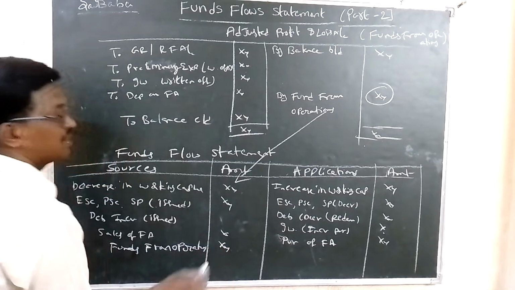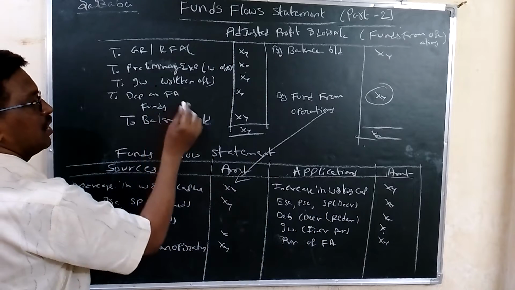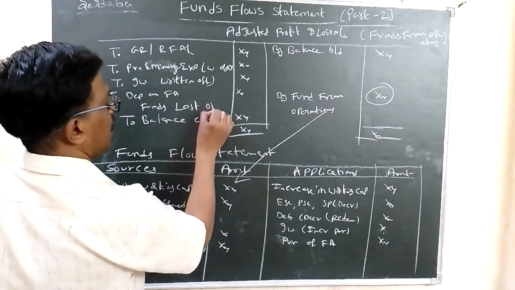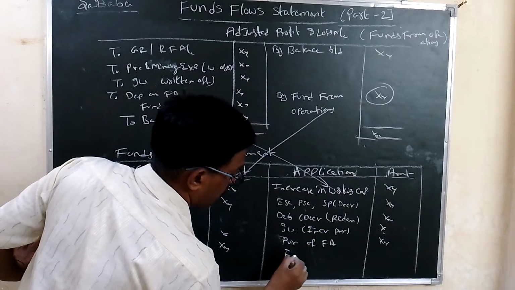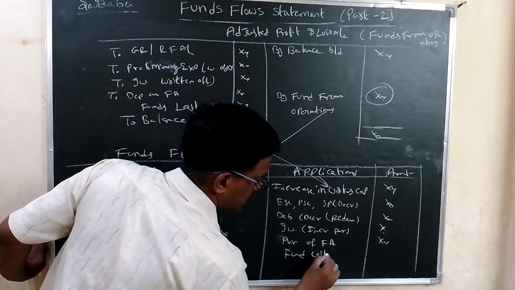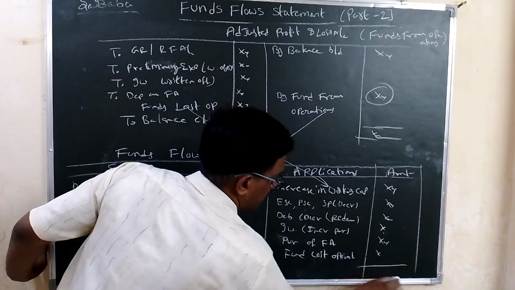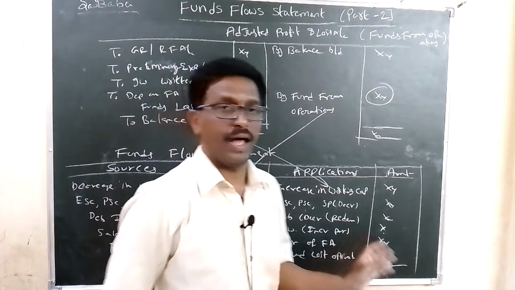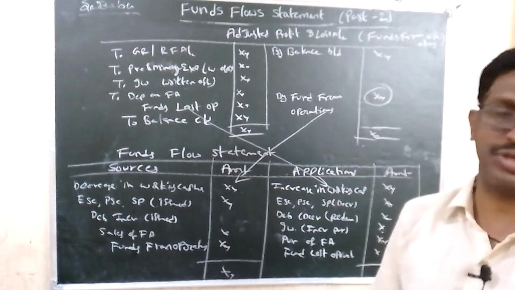If there is a funds loss from operation, where credit is increased, it will be shown on the application side. Okay. If you remember all these items, then we can easily solve the problems.